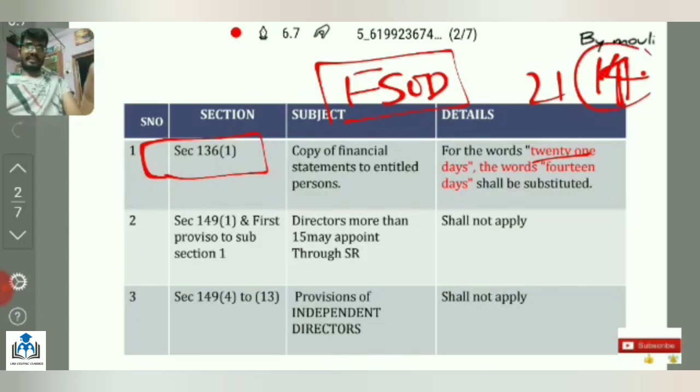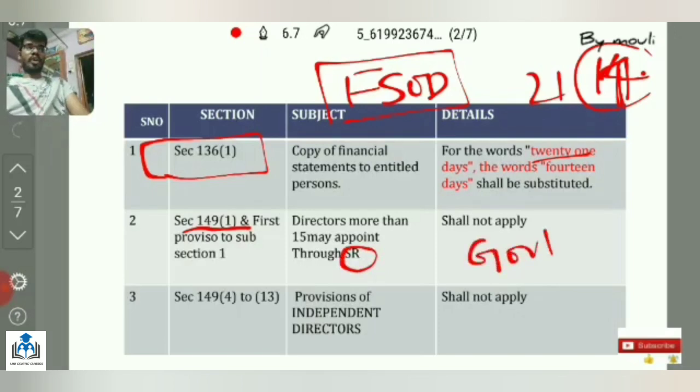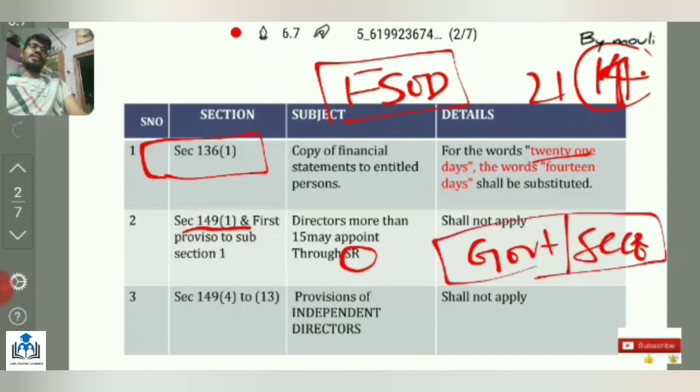Going to our next, Section 149 subsection 1 and the first proviso to subsection 1. As we already discussed in our previous capsule videos relating to the government company, if any company has to appoint more than 15 directors, it has to pass a special resolution. However, if it is a government company or Section 8 company, such a special resolution is not required, meaning it can appoint more than 15 directors, right? That has already been discussed in the previous capsule video.